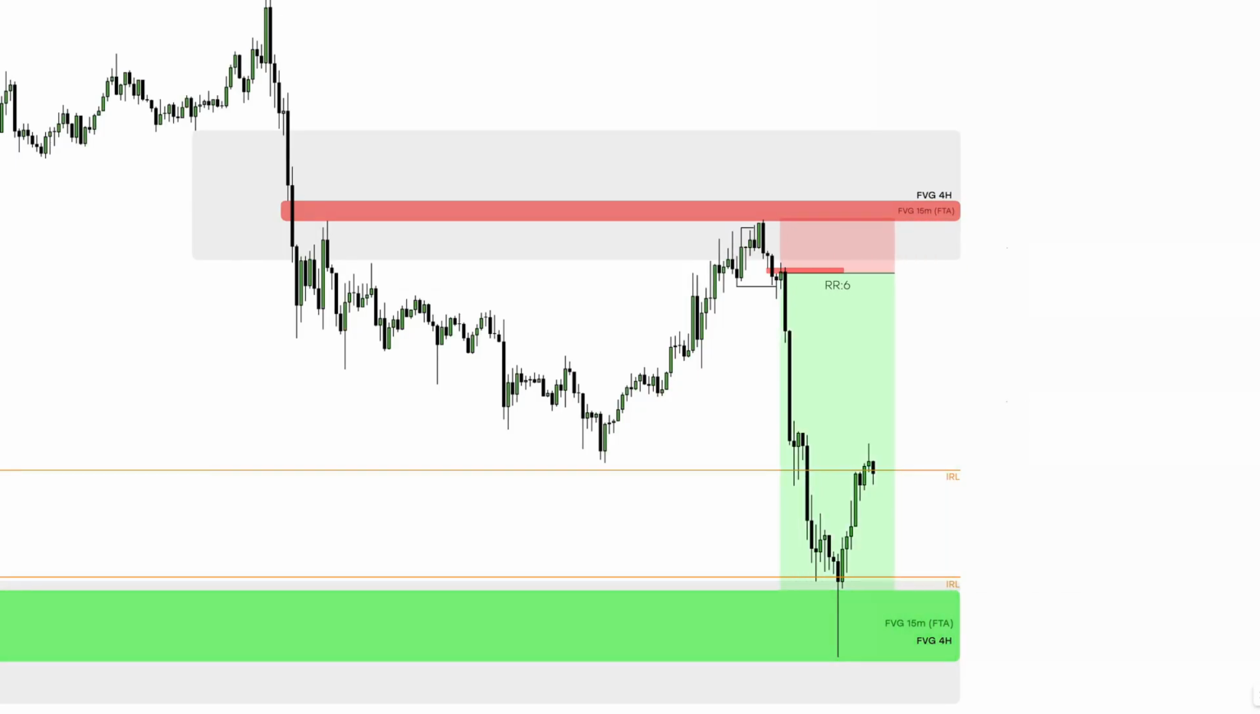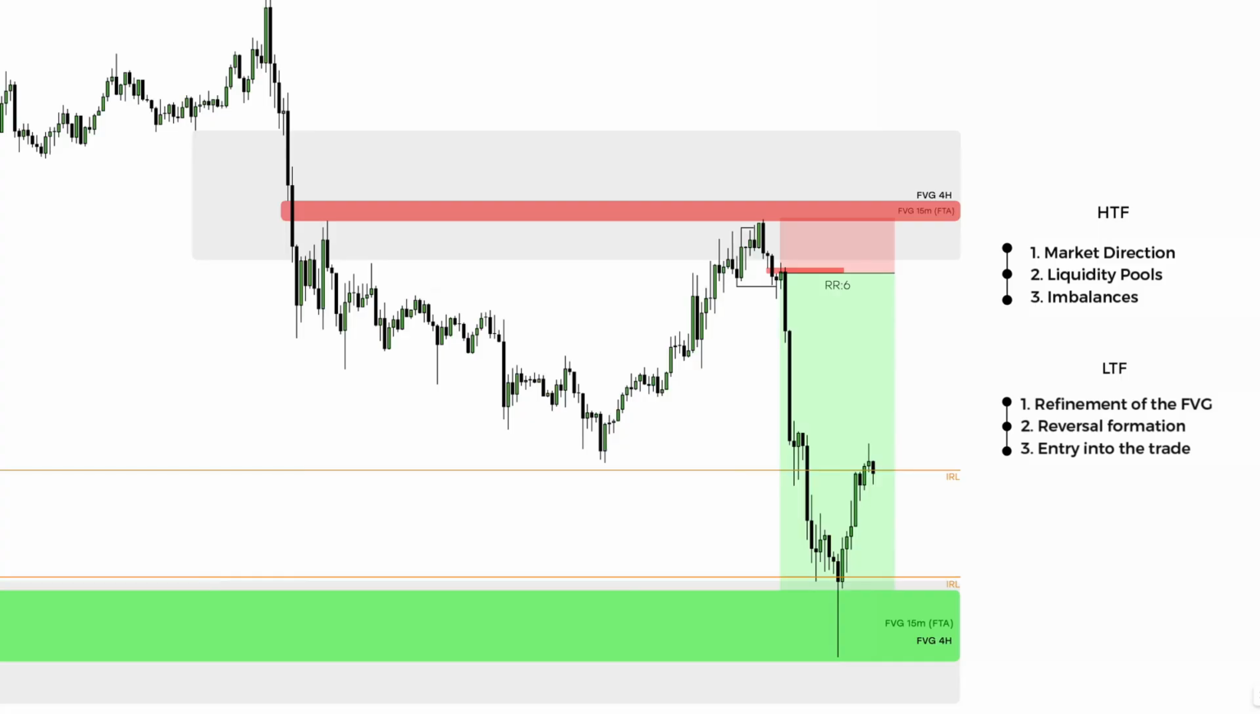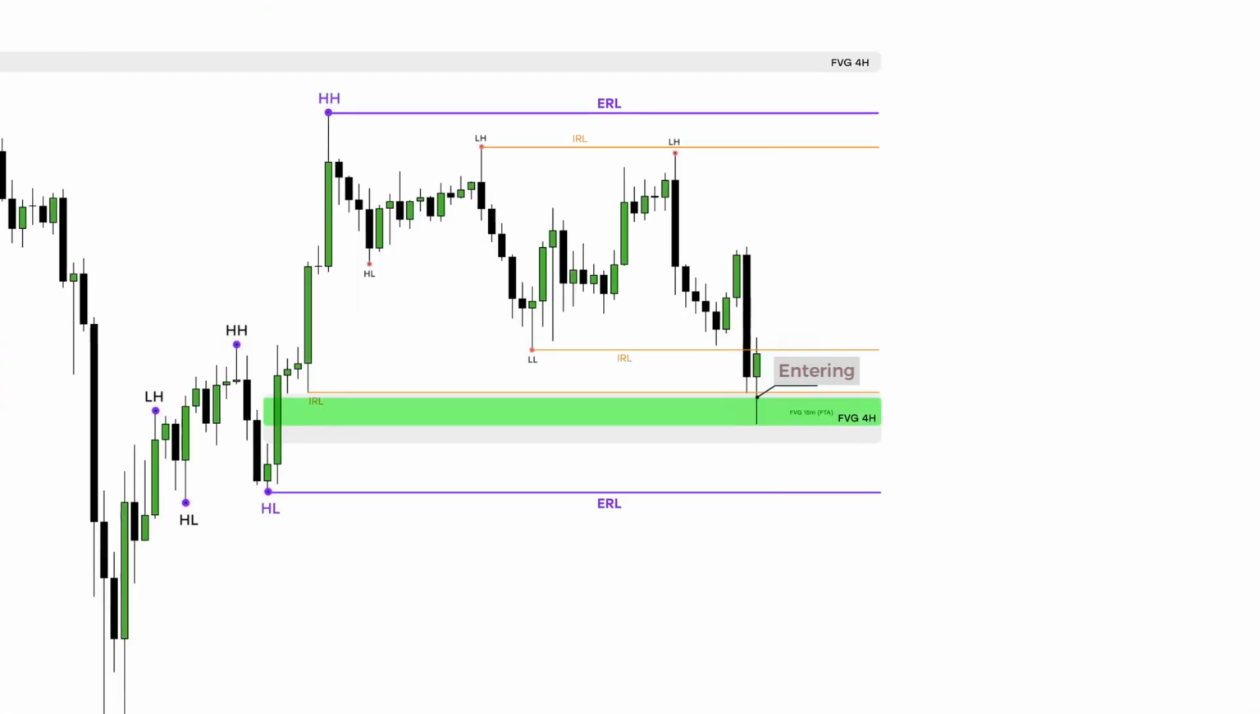You can choose between two approaches to opening long positions: aggressive and conservative. In the aggressive approach, a limit order is placed at the start of the 15-minute imbalance, and the stop loss is placed below the low of the second candle on the 4-hour time frame. The targets are the nearest previous high and the start of the bearish imbalance. Here, we don't wait for reversal confirmation, but act based on analysis.